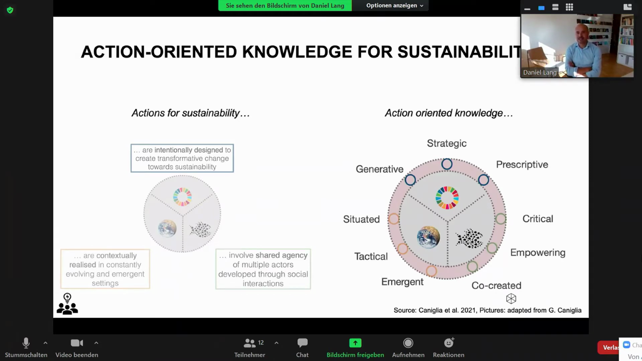And finally, if we could then go to the contextually embedded side, this idea of emergence comes in. That means it's an open-ended process in concrete contexts where we will not reach the end that we say, well, this is now exactly the action-oriented knowledge we need, but it's an emergent process where knowledge creation and action will always inform each other.